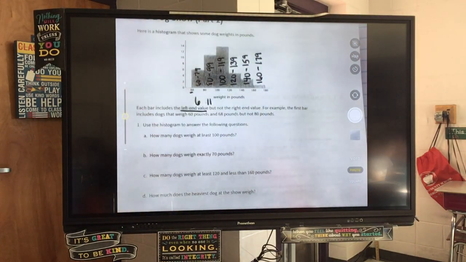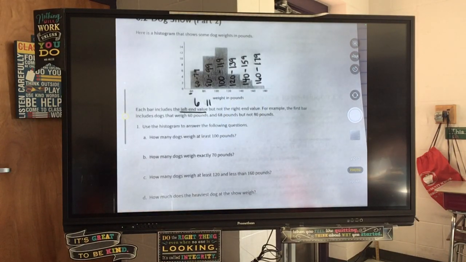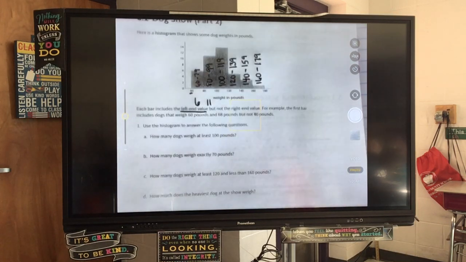And this is where you have to kind of figure it out. Is it included, is it not included? Why? Because it says at least, not over 100 pounds. Right, because it says at least. But do we know how many dogs in this category are 100 pounds? Based off of our histogram, do we know how many dogs fall at 100 pounds here?